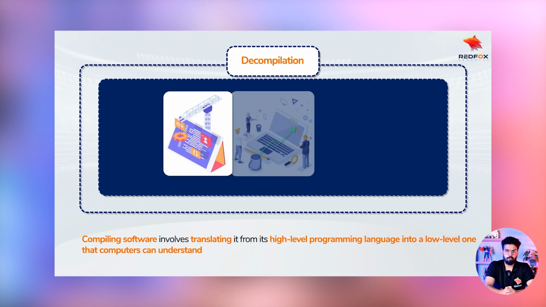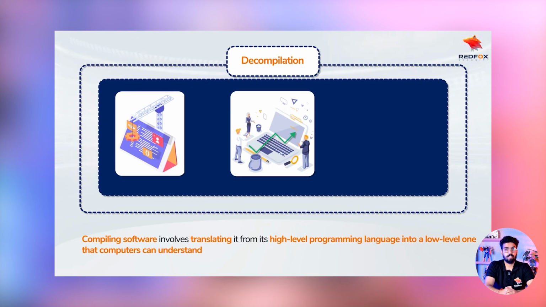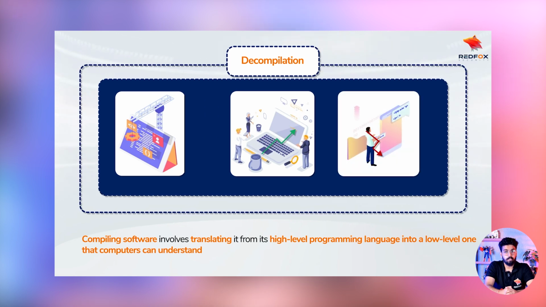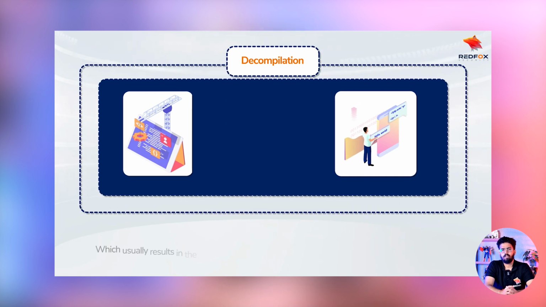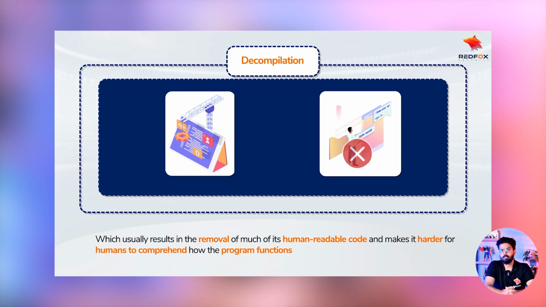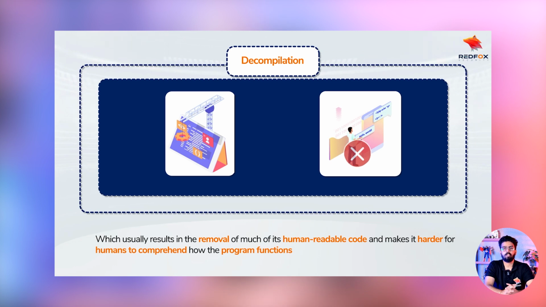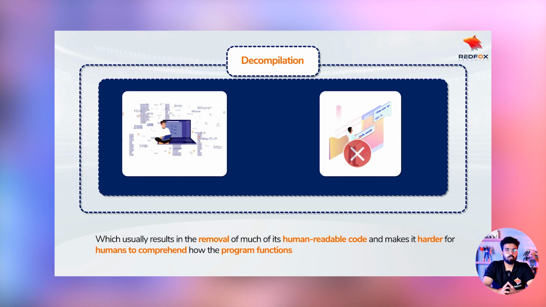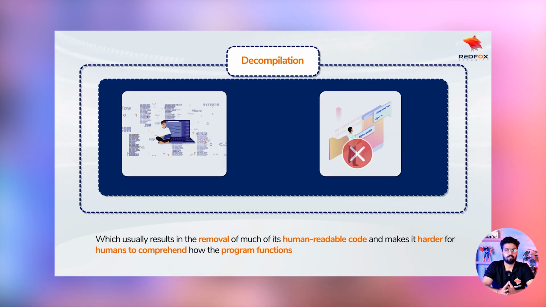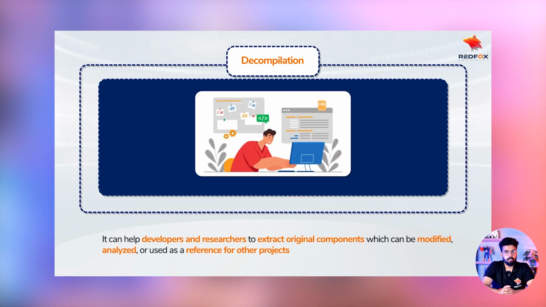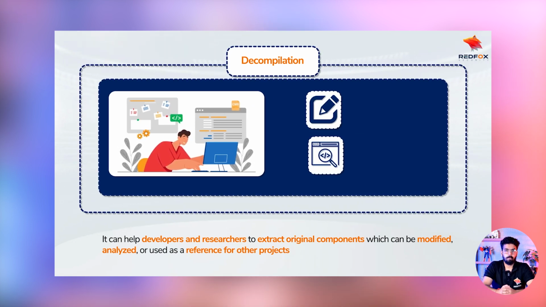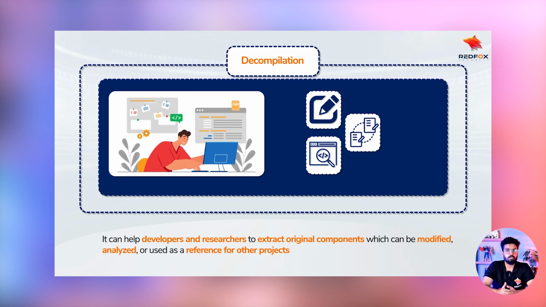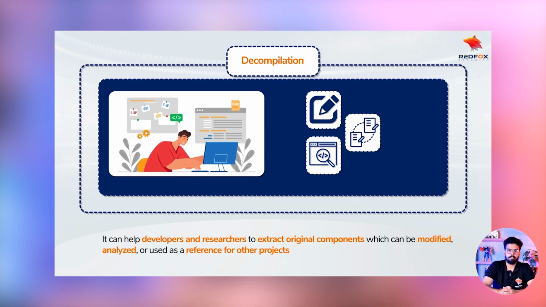Compiling software involves translating it from its high-level programming language into a low-level one that computers can understand, which usually results in the removal of much of the human-readable code and makes it harder for humans to comprehend how the program functions. Decompilation can help developers and researchers to extract original components which can be modified, analyzed, or used as a reference for other projects.